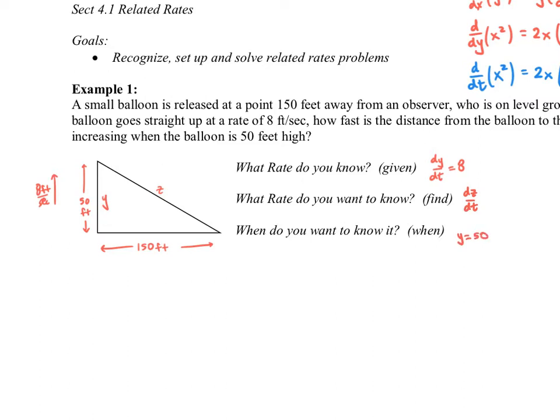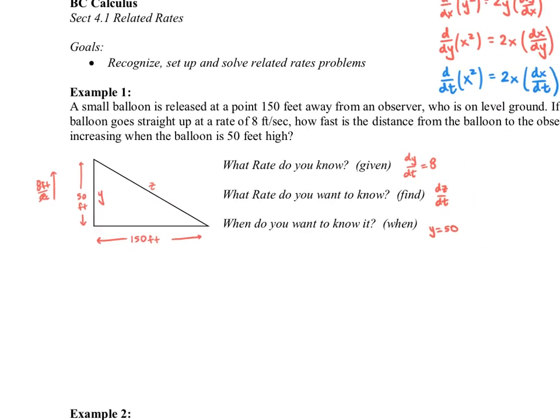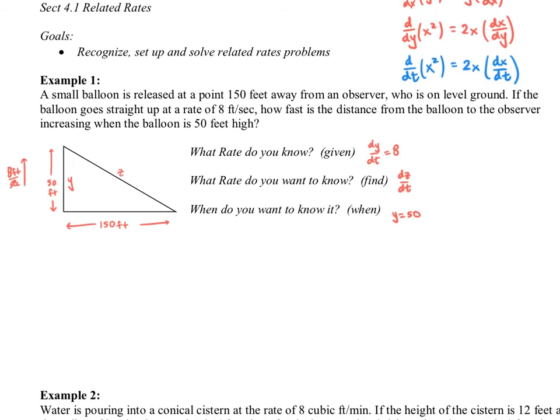So we're able to sort of organize here what we're looking at in this particular problem. Now what we need to be able to do is come up with an equation that relates all of these variables together. And that equation will simply just be the Pythagorean theorem. We have a base of 150, we have a height of y, and we have a hypotenuse of z. So we can take 150 squared plus y squared, and that is equal to z squared.